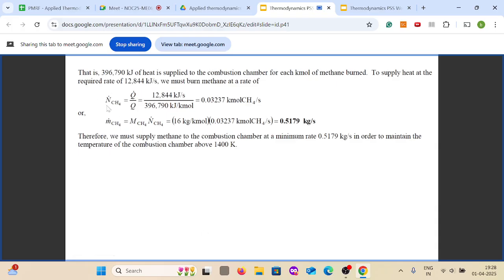So the moles of methane required will be the heat required for ethanol divided by the heat per kilomole for methane, which gives you 0.03237 kilomole of methane. Multiply by molar mass to get the mass, which will be 0.5179 kg per second. Therefore we must supply methane to the combustion chamber at a rate of 0.5179 kg per second in order to maintain the temperature at 1400 Kelvin.